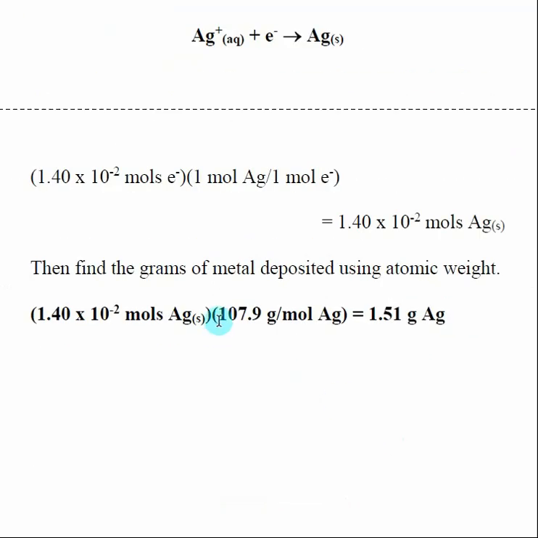From here it's pretty downhill. I want to know grams. Moles times molecular weight gives me grams. So I know how many moles of silver I have deposited. I go to the periodic table. I get the atomic weight of silver, so 107.9 grams per mole. I multiply together, and I figure out that during my 15 minutes I've deposited 1.51 grams of silver.